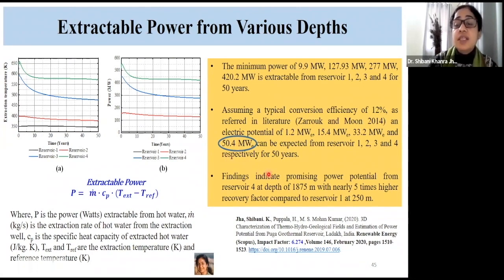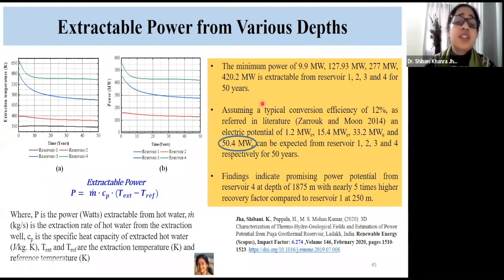So this value, again, indicates the promising power potential from reservoir 4, which is less than 2000 meter. As you can see here, it has been indicated. Now reservoir 4 is at 1875 meter, which again has a very high recovery factor compared to the other reservoirs at shallow depths, 1 to 250.